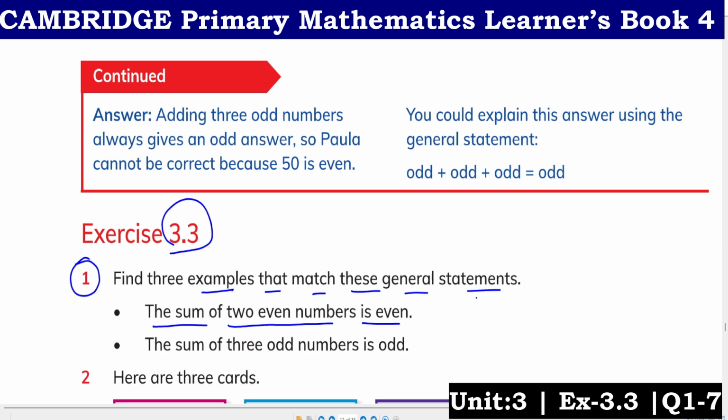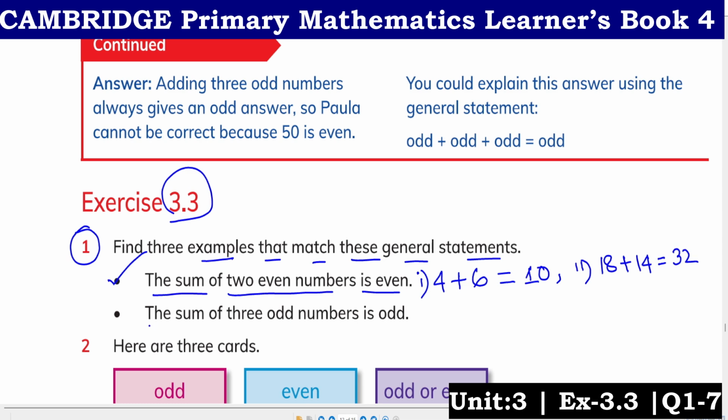Is it true? Suppose 4 is an even number plus 6, also an even number. Once we make the summation, 10, it's an even number. So this statement is true. Let's try another one. Suppose 18 is an even number plus 14, also an even number. Once we make the summation, we will get 32, and this is an even number also. So our first statement, the sum of 2 even numbers is even, is correct.